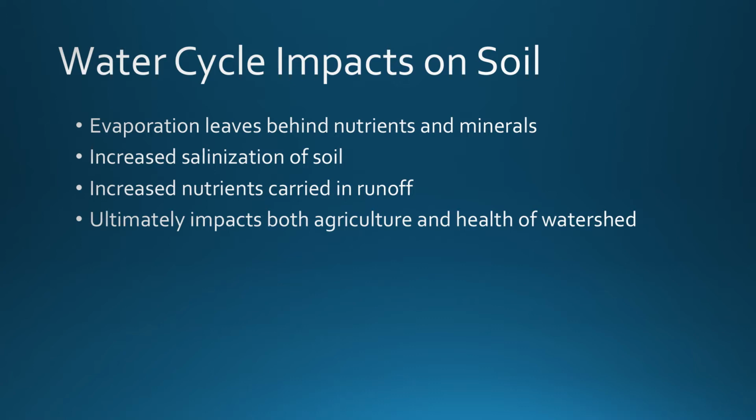It also leaves behind more nutrients in general, so things like nitrates and phosphates that then can get into our groundwater supply, or when we do have these large rain events, can collect and run off and end up in our watershed, in the water. So it does have a large impact on our agriculture, the overall health of the watershed, and of the water that we use every day.